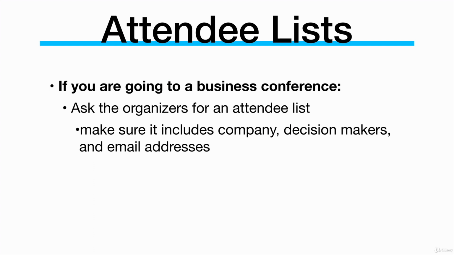So you want to make sure that this list has the company name, the decision makers who are going to attend on behalf of that company, and that person's email address. If you're going to the event, you can simply email the people that you want to reach out to and meet up at the event and hopefully start a business conversation. And if you don't have time to actually see them at the event, you could use that list and follow up and email them and see if they want to take a meeting with you to talk about a business opportunity.